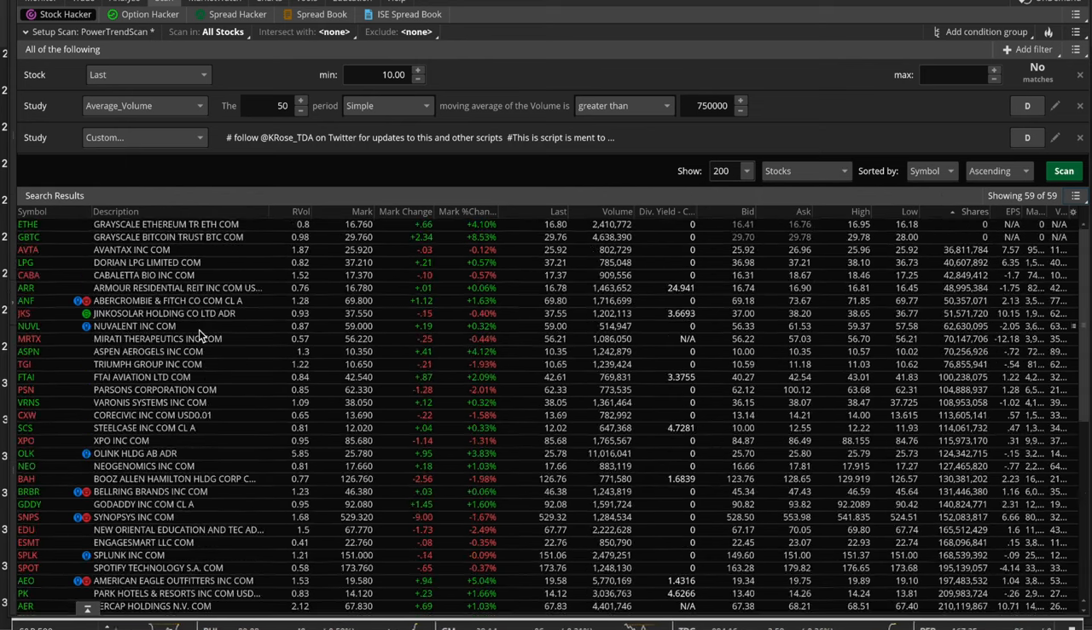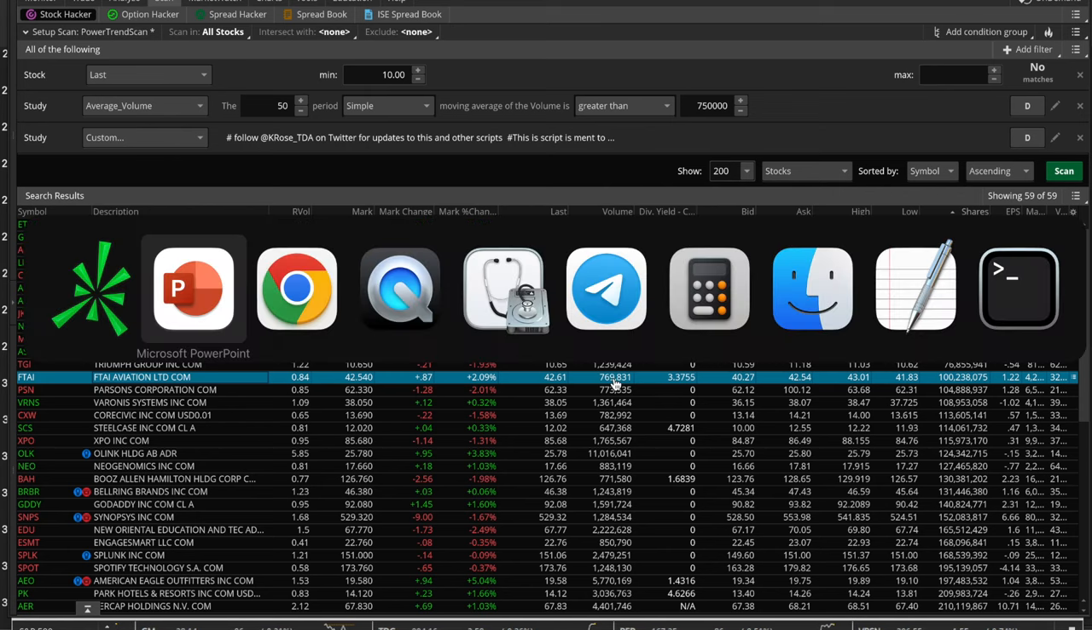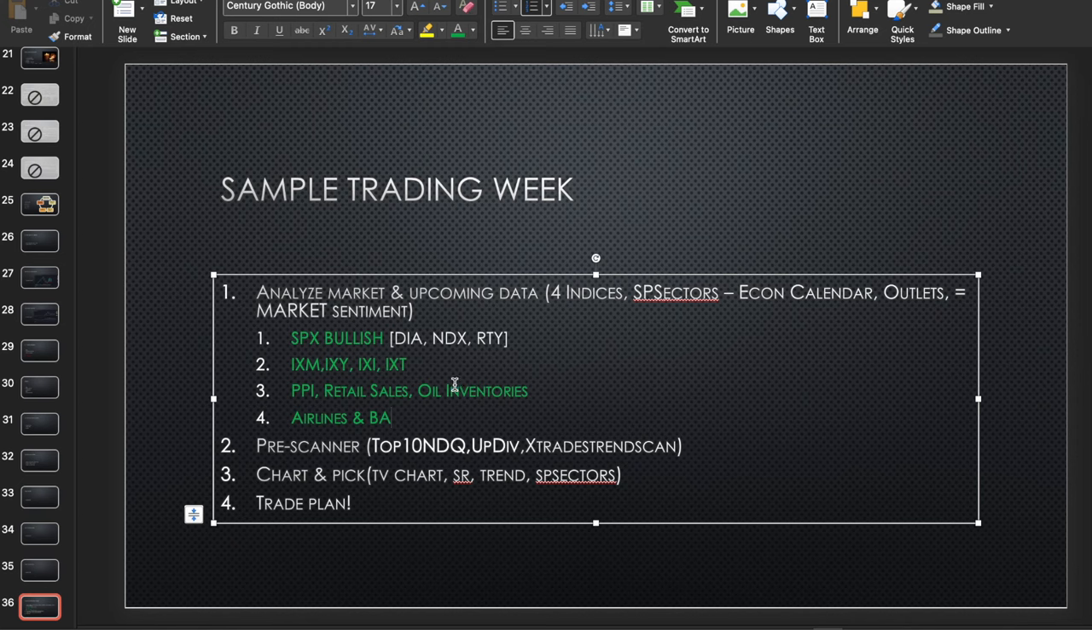So let's go ahead and say that we're going to pick out something like FTAI Aviation. All right, so it's trading at 42. It was up 2% today, and it's trading 769,000 shares a day. All right, let's go back, and now we can pick out different stocks based on whatever interests us. So in this case, I was looking at airlines.